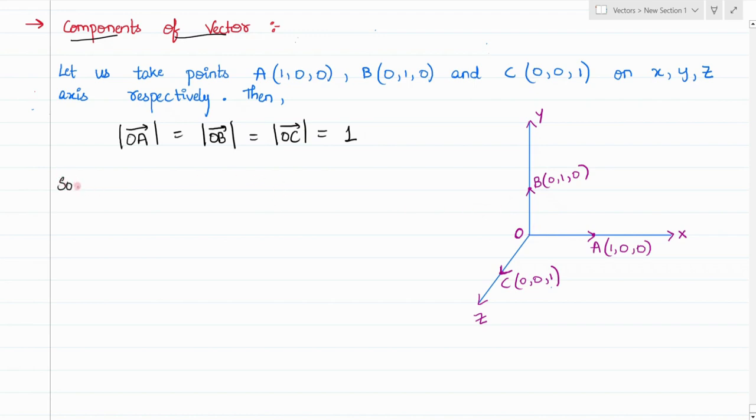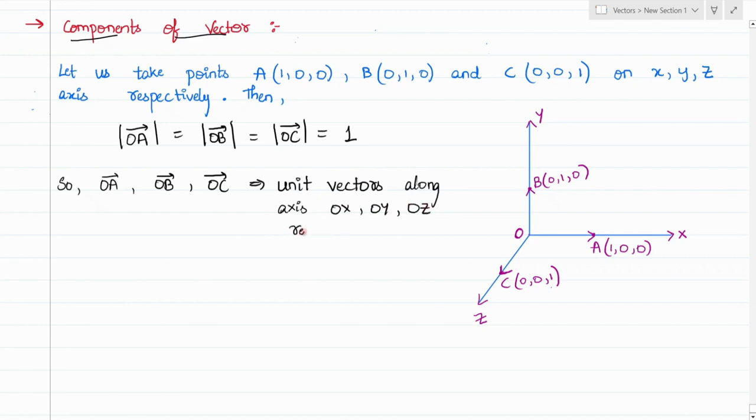So these vectors OA, OB and OC are called the unit vectors, which have just magnitude 1 along the axes OX, OY, OZ respectively. Why are they called unit vectors? Because their magnitude is 1. And these unit vectors are represented by i cap, j cap, k cap respectively.